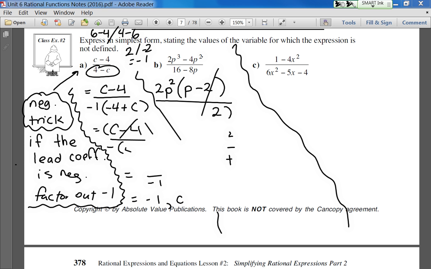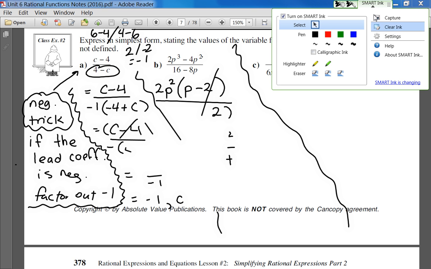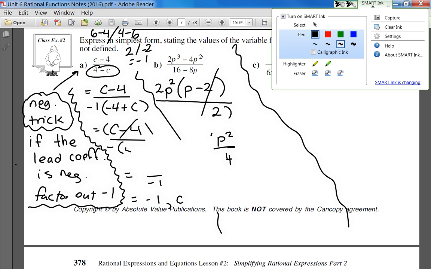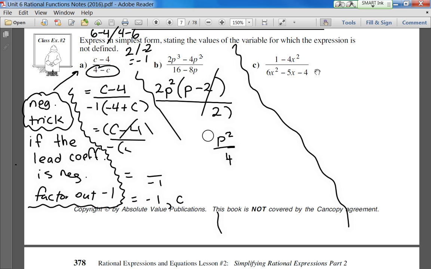Oh! We need the undo. There's no undo? Turn back time. Where's undo? Oh my gosh. There was a p squared here and a 4. I need to make a smaller eraser. Sorry, you guys. Oh, that's better.